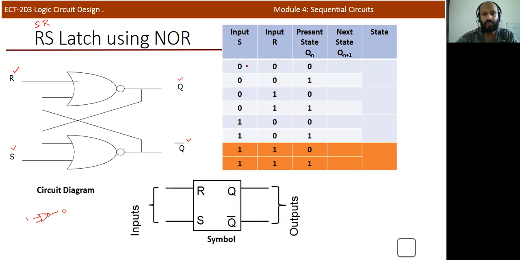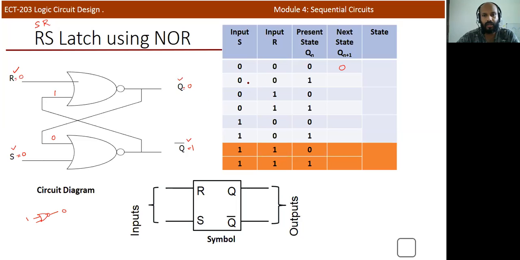For example, assume that both inputs R and S are 0, 0. So R is equal to 0 and S is equal to 0. And assume that the present state of the system is 0, Q is 0, so definitely Q bar is equal to 1. Now we can analyze. If R is equal to 0, and Q bar is equal to 1, one input is 1 and the other is 0. If any one of the inputs of the NOR gate is 1, the output is 0. So the next state is also 0, and this 0 will be propagated to the lower side. If both inputs are 0, the output of the NOR gate is 1. So we are getting exactly the same thing, per the NOR gate truth table.